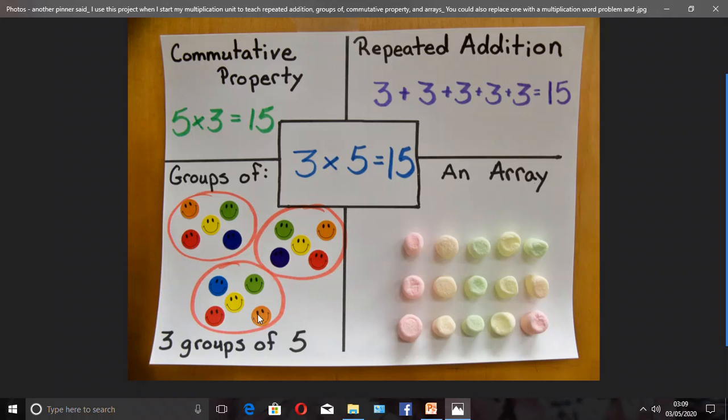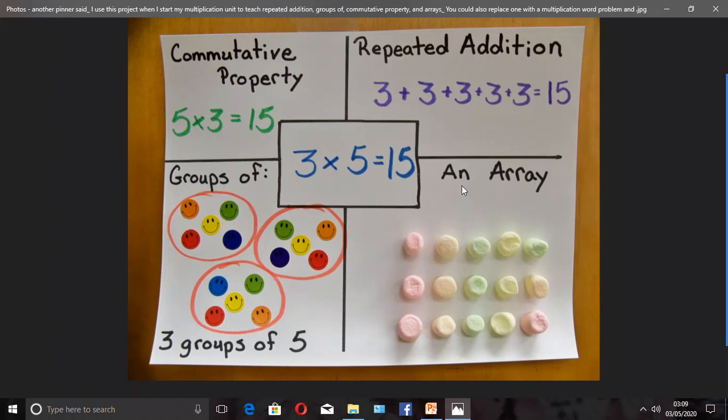So let's count everything and see if it will give us 15. 1, 2, 3, 4, 5, 6, 7, 8, 9, 10, 11, 12, 13, 14, and 15. You can see it gives us 15. So 3 groups of 5 gives us 15 altogether.